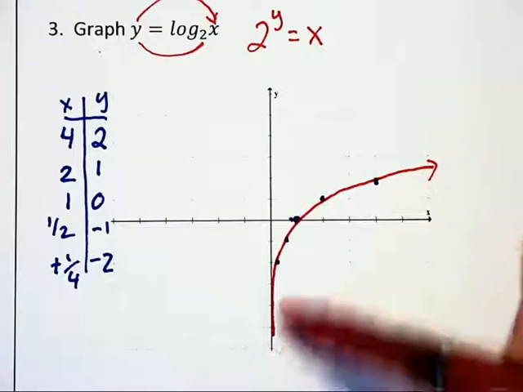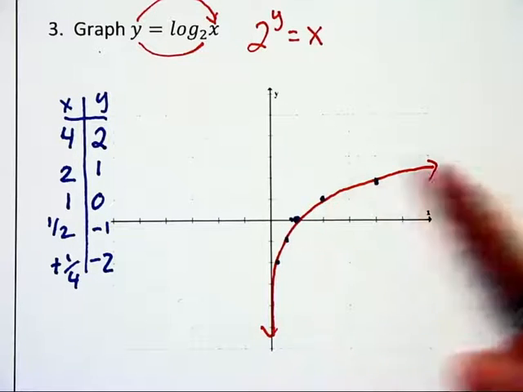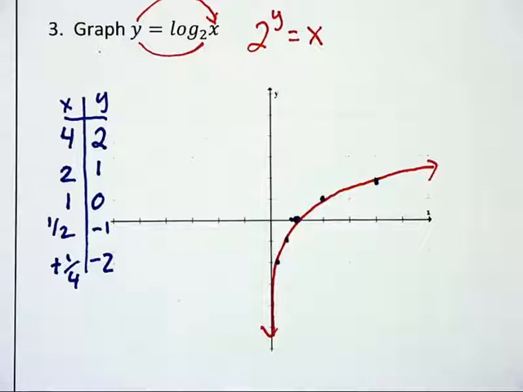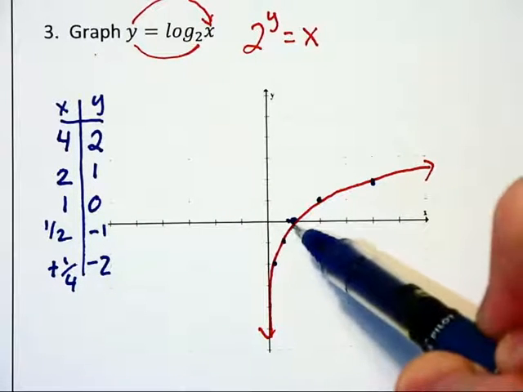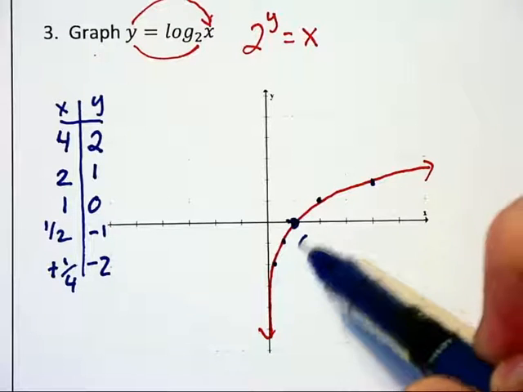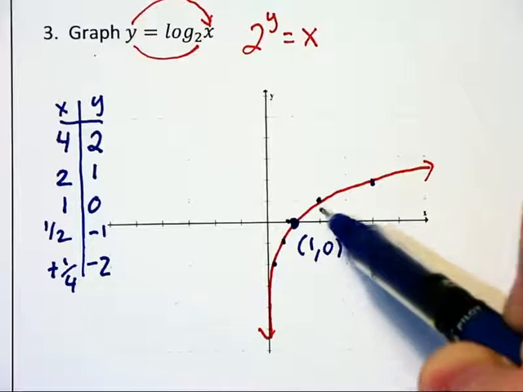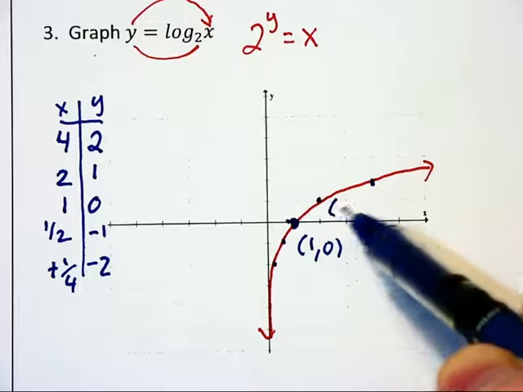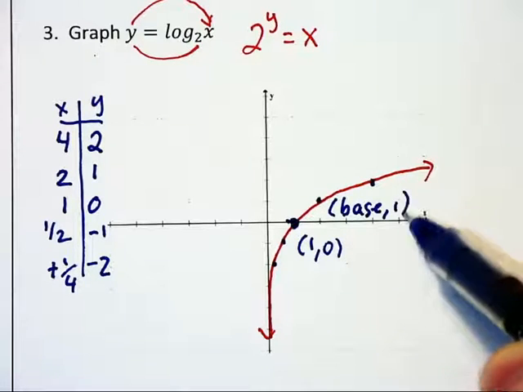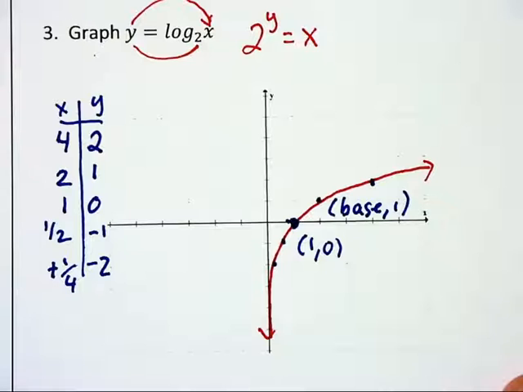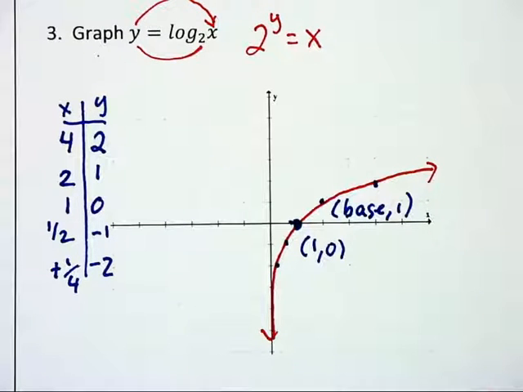It will never touch that y-axis, and it's going to go upward to the right. And I'd like to identify a couple of points here. First off, I'd like to identify the point 1, 0. Instead of saying 2, 1, I'd like to call that base, 1. That way we can make a comparison with what we graphed earlier.